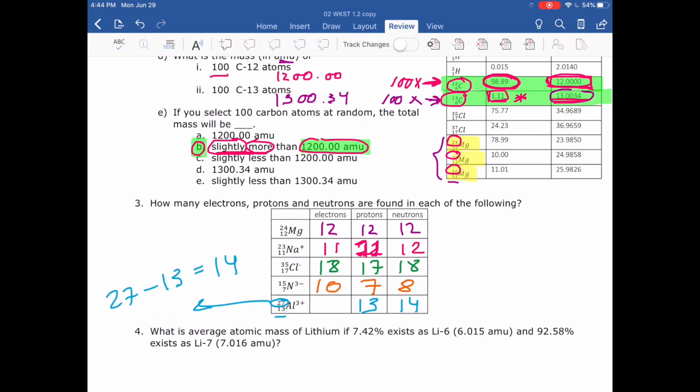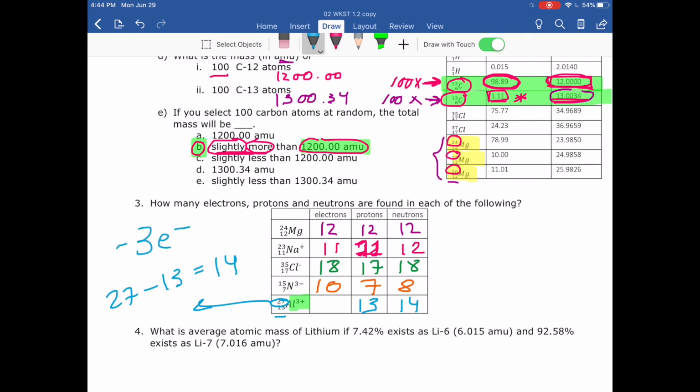And finally, aluminum 3 plus has 3 positive charges. That means that it lost, not gained, it lost 3 electrons. So it's going to have 3 fewer electrons than the neutral atom. So therefore, instead of 13 electrons, it's going to have 10 electrons.